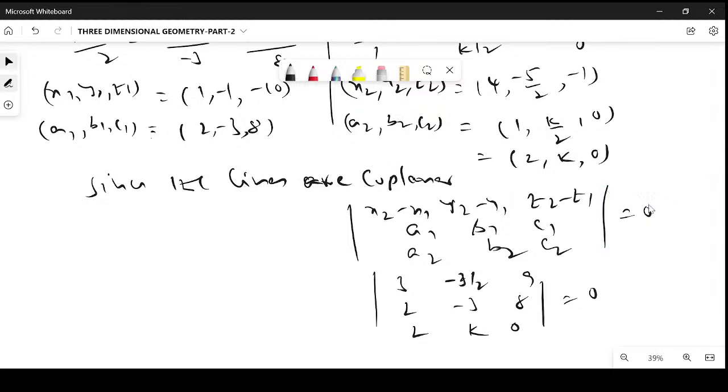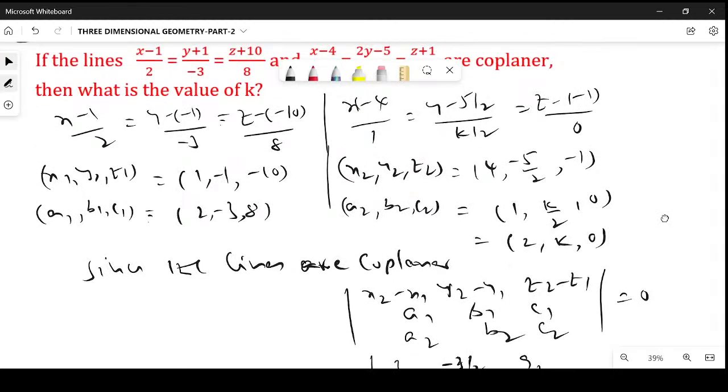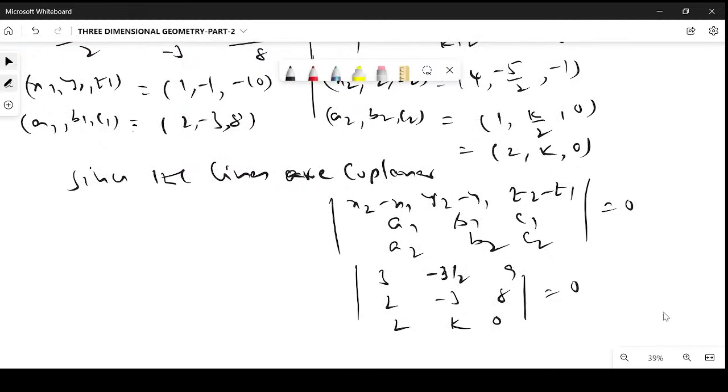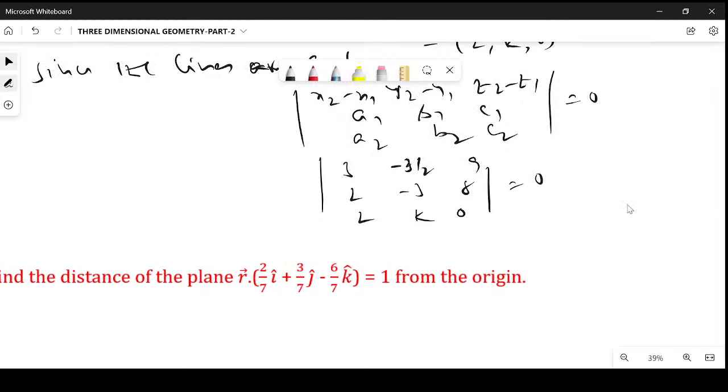Since the given lines are coplanar, finding the value of k uses this property. I have taken this unknown as k here. If I expand this determinant, we get the value of k. You know how to expand the determinant: expand using any one, either row or column.